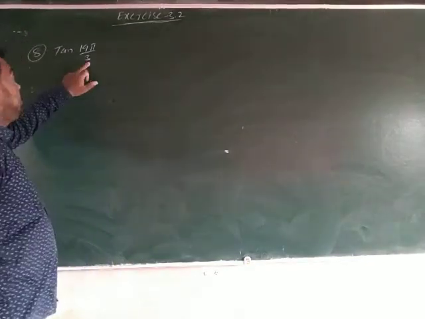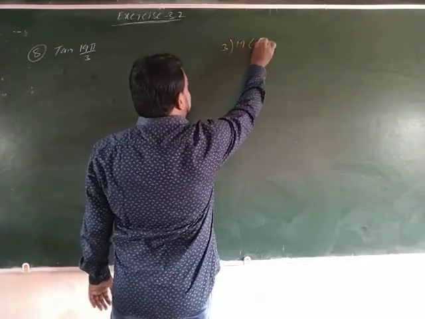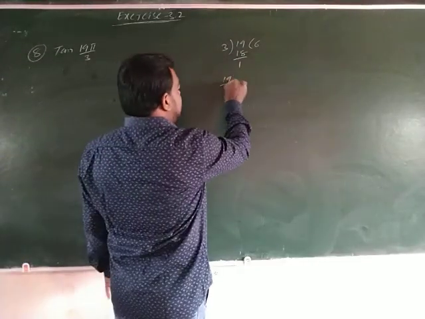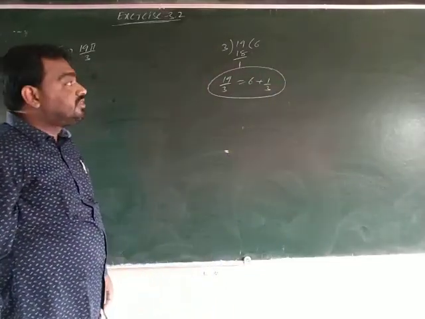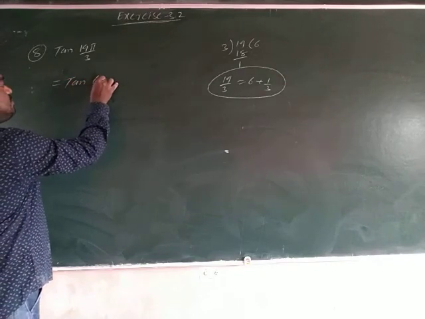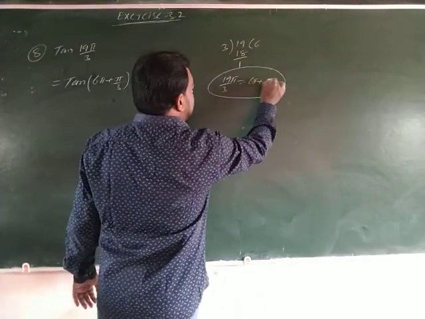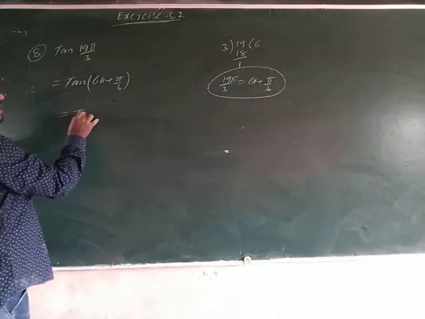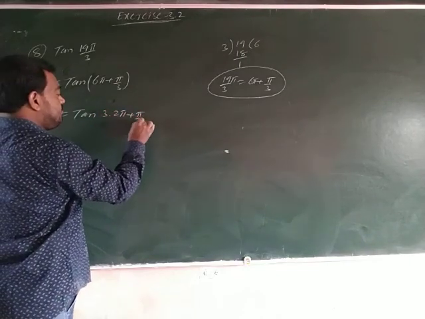If you divide 19 by 3, 6 times 18, the remainder is 1. So that means 19 by 3 we can write as 6 plus 1 by 3. So this is equal to tan of 6 pi plus 1 pi by 3. Here pi is there, so you write 6 pi plus pi by 3. This is equal to tan of 3 into 2 pi plus pi by 3.